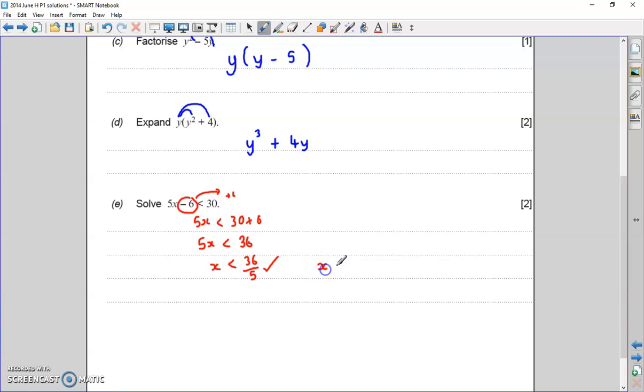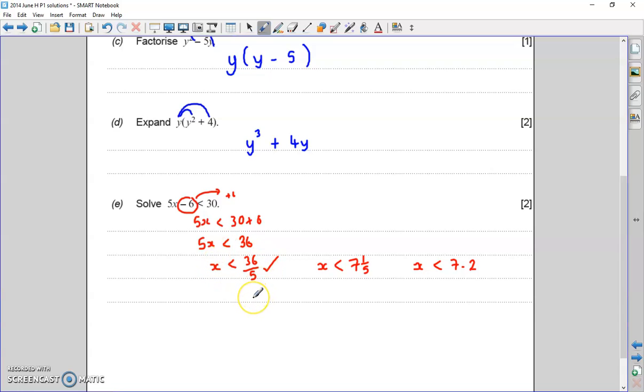You could write it as a mixed number. How many times does 5 go into 36? It goes in 7 times, remainder 1. So you could write it as 7 1/5. And now you know it's 7 1/5, you could even write it as 7.2. Okay, but you don't need to do any of that. You can leave it on this question as 36 over 5, that's not a problem.